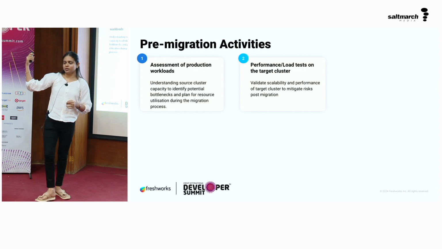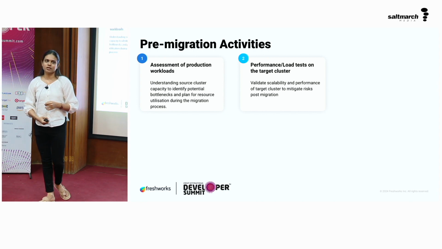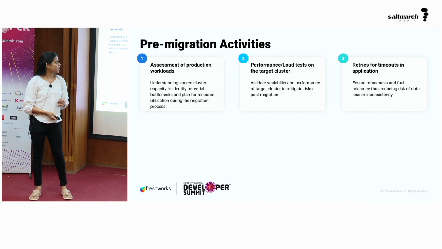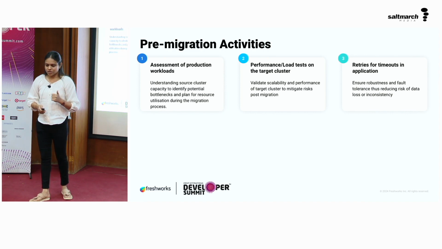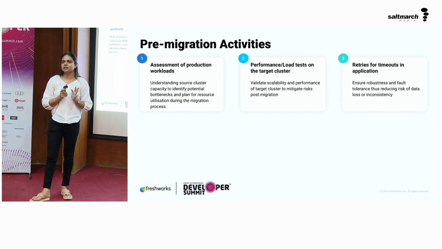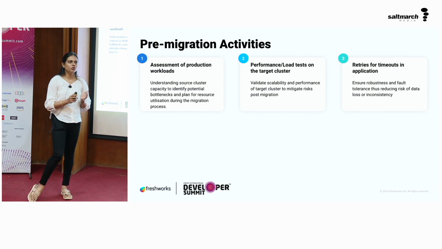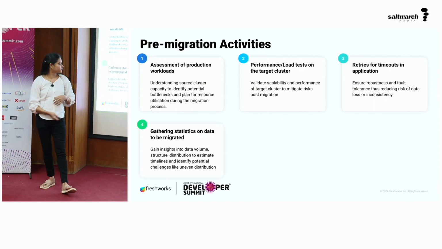Secondly, we run several performance and load tests on the target cluster in order to ensure that it meets all the performance and scaling requirements that we intended to solve. Next, we ensure that our application has enough retries in place in case of timeouts wherever possible, because during the course of migration, anytime there can occur unanticipated spikes and occasional timeouts as well. So even in case of timeouts, we don't really want the application to suffer, and hence the need for retries, again aligning with one of our migration guiding principles.